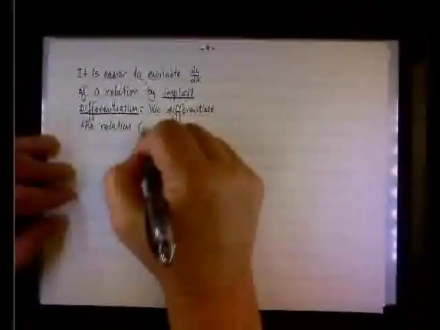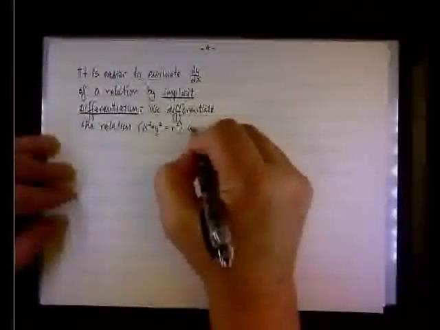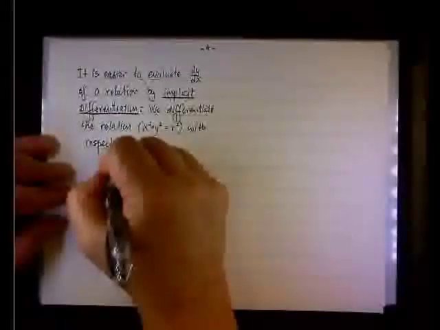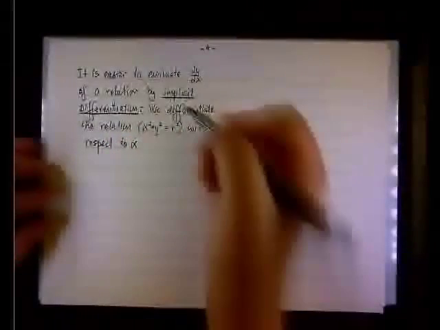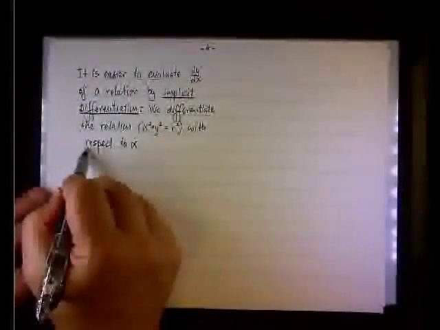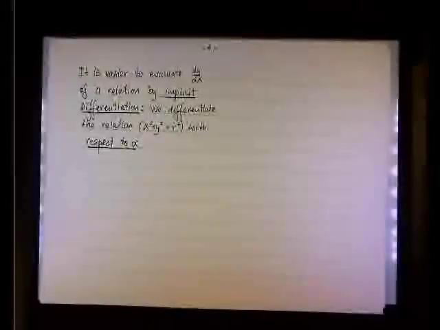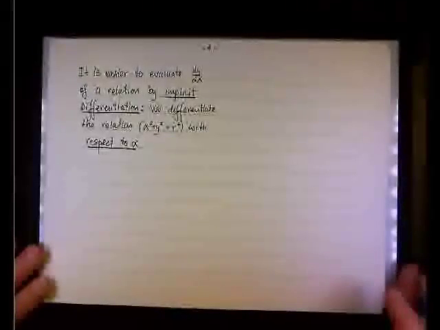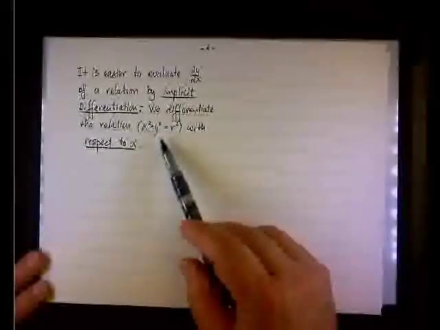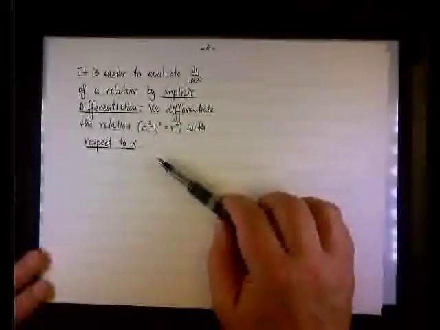So we differentiate the relation. In this case, it will be x squared plus y squared equals r squared with respect to x. Notice that I specify with respect to x. Can you tell me why it is important to include this in the statement? What are the variables of the relation? Speak, people, speak. Call it out.